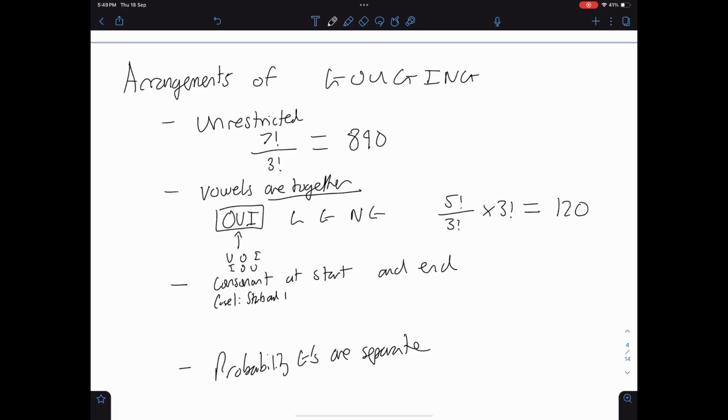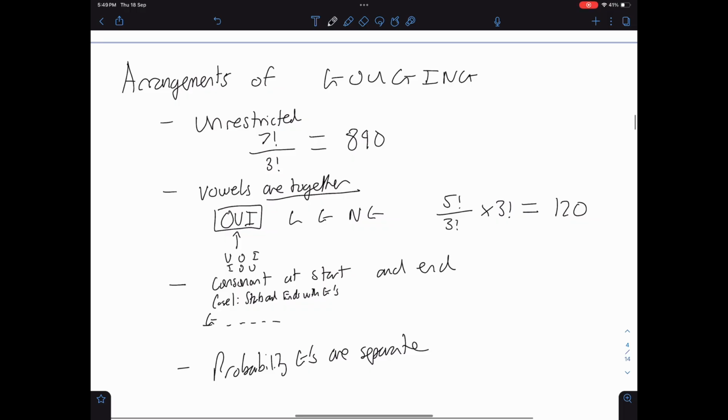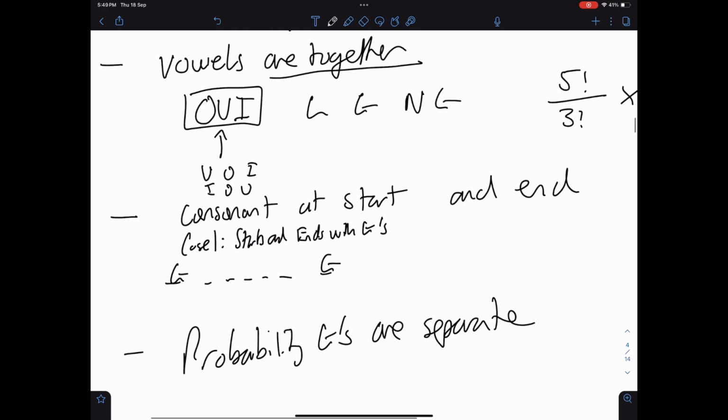starts and ends with G's. So then G, 5 spots in between, and then the other G. Now, because those G's are identical, and they have to be at the start and the end, there's no more than one way to arrange them at the end, so we can just ignore them from the working. And so we've got 5 remaining, no repeats, so that's 120.